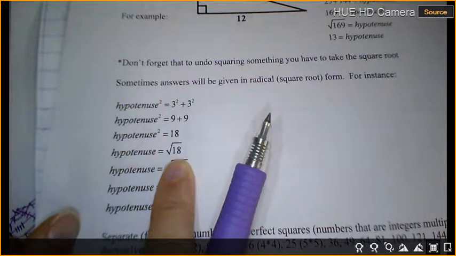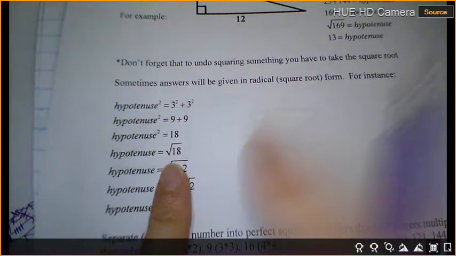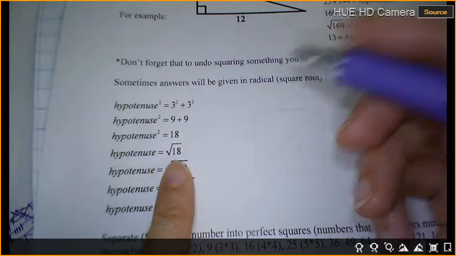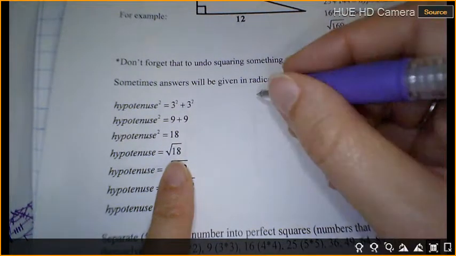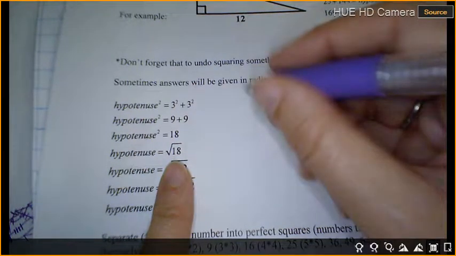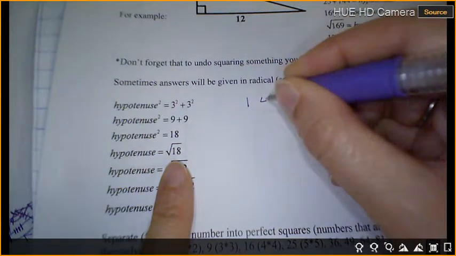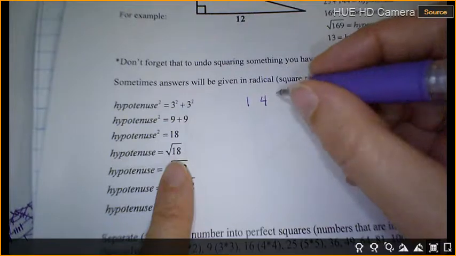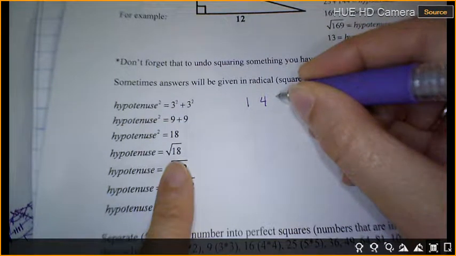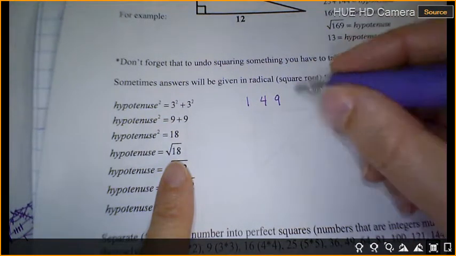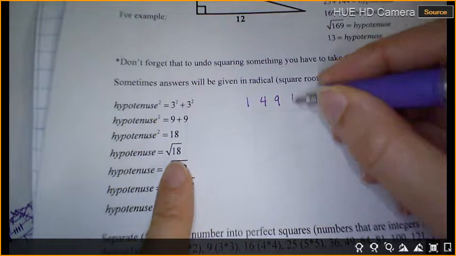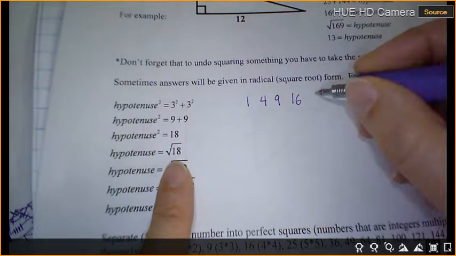So what two numbers multiply to give us 18, where one is a perfect square? Do you guys know your perfect squares? So like 1 times 1 is 1, 2 times 2 is 4, 3 times 3 is 9, 4 times 4 is 16, 5 times 5 is 25.